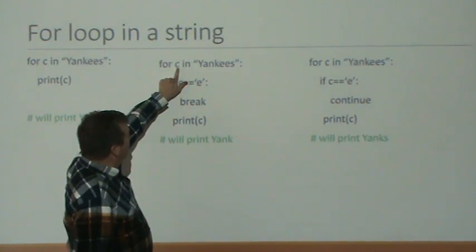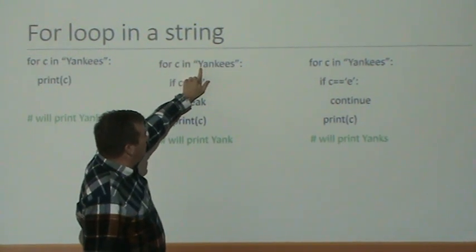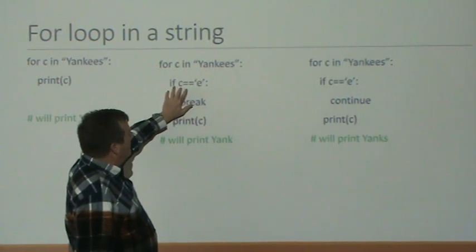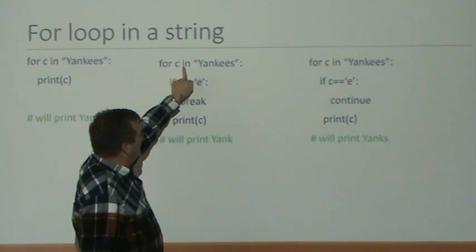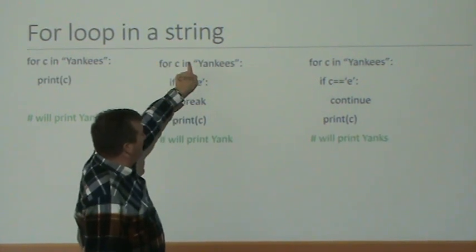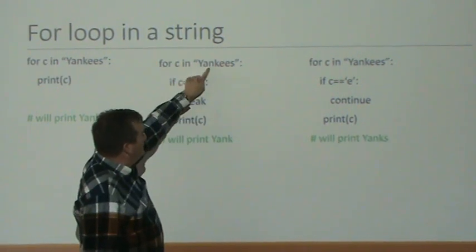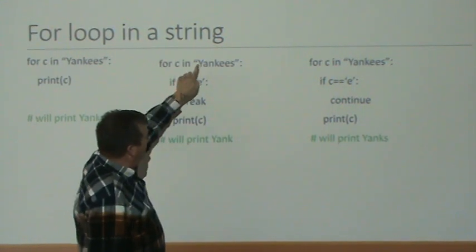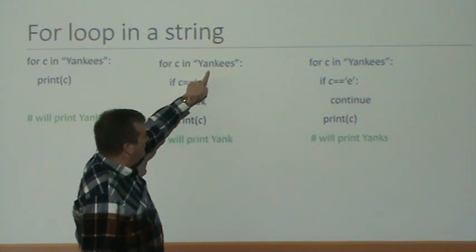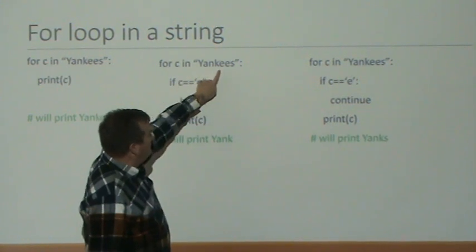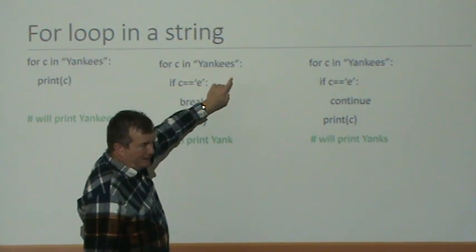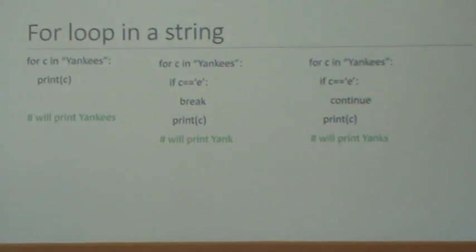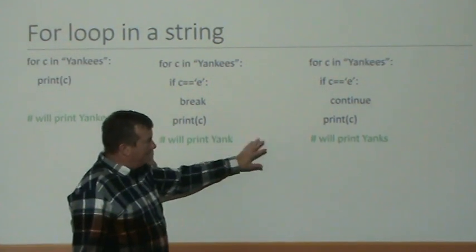So character C is going through each of the letters, capital Y, A, N, K, E, E, S. So it's going to print Y, it's going to run through the loop again, become an A, print an A, run through the loop again, become N, is not an E, prints N, goes to K, is not an E, prints a K, comes back up, it becomes the first E, and the first time it becomes an E, we break out of the loop and we're done. So this code would print Yank.